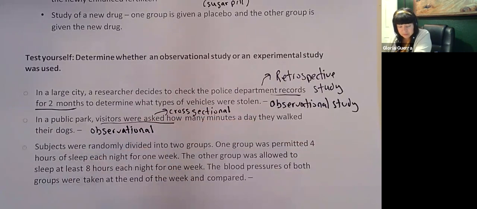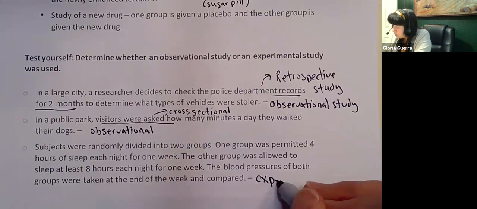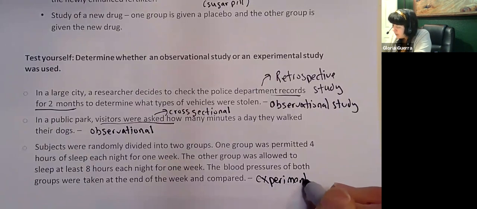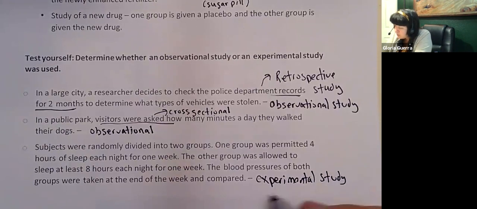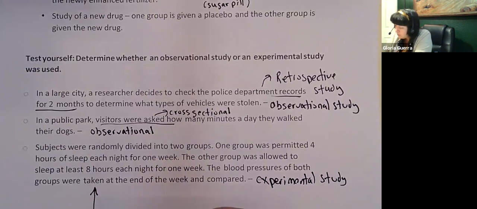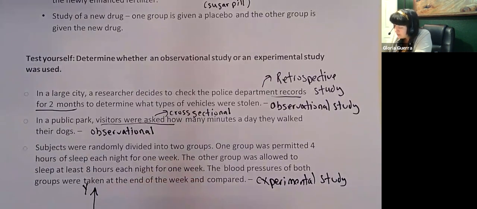And then this last one says subjects were randomly divided into 2 groups. One group was permitted 4 hours of sleep each night for 1 week. Then the other group was allowed to sleep, wow, at least 8 hours each night for 1 week. Blood pressures of both groups were taken at the end of the week and compared. So this is an example of an experimental study. In an experimental study, if you can define the independent variable, we have an X and a Y, the X is considered the independent variable.